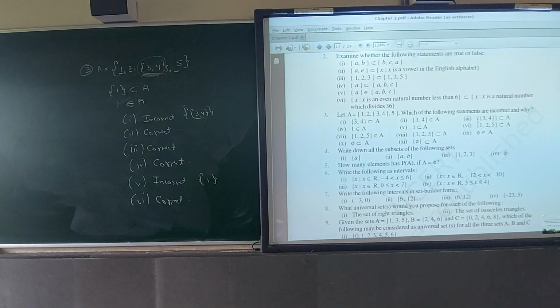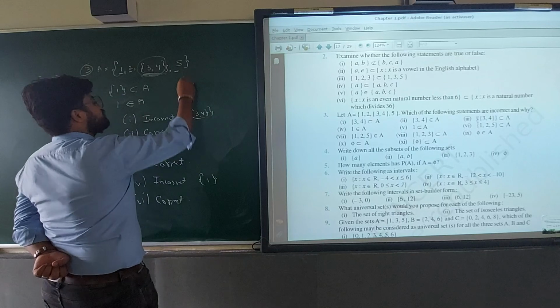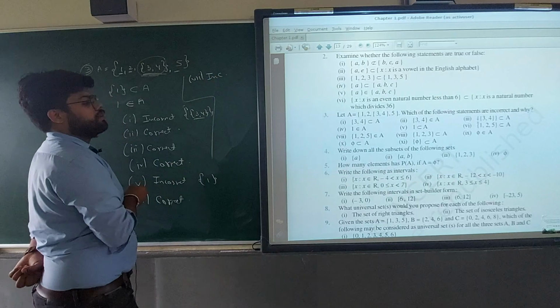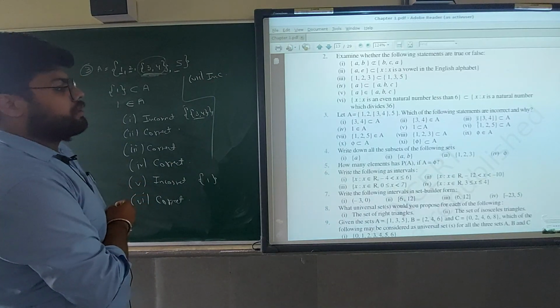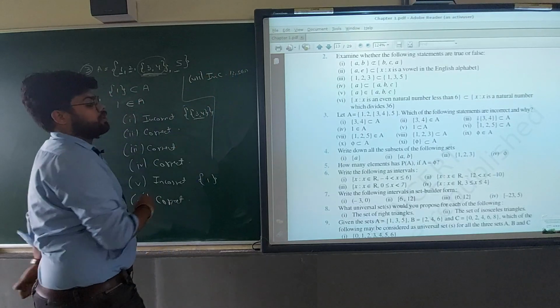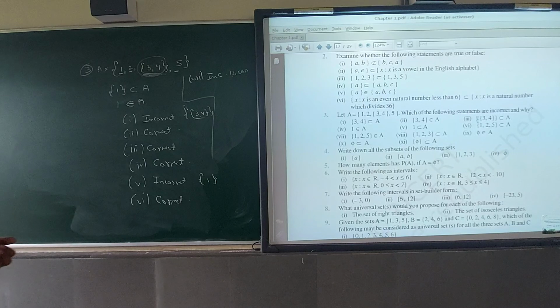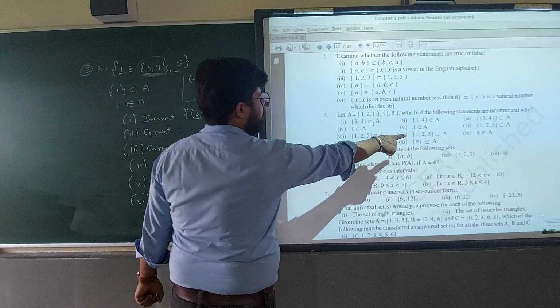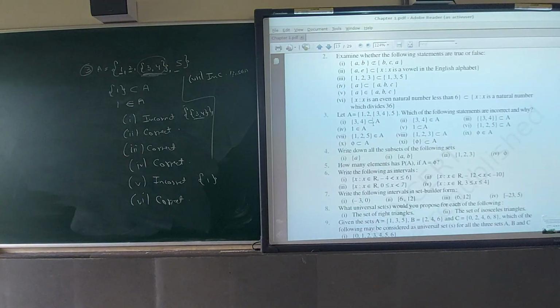Then seventh, 1, 2, 5 belongs to A. No, here the bracket sign will not be there with the belong sign. Seventh one is incorrect. Then if you say what is the correct answer, seventh one, 1, 2, 5 belongs to A. This is the answer only. Bracket signs are not there. Eighth one, 1, 2, 3. Now see that 3 are in the bracket. We can write 3 outside the bracket. So eighth one is incorrect.